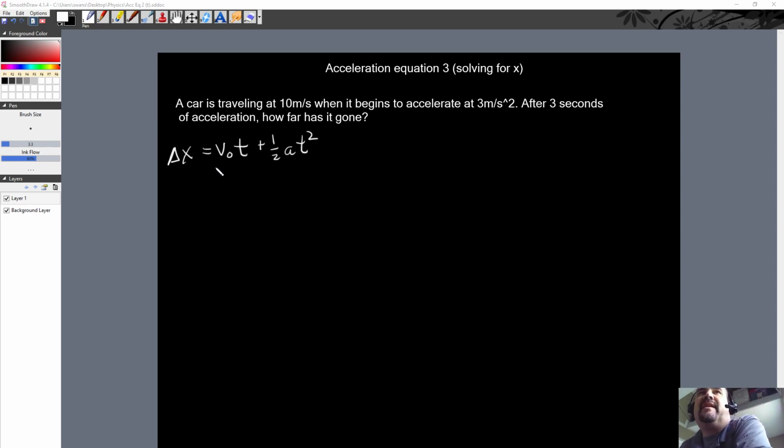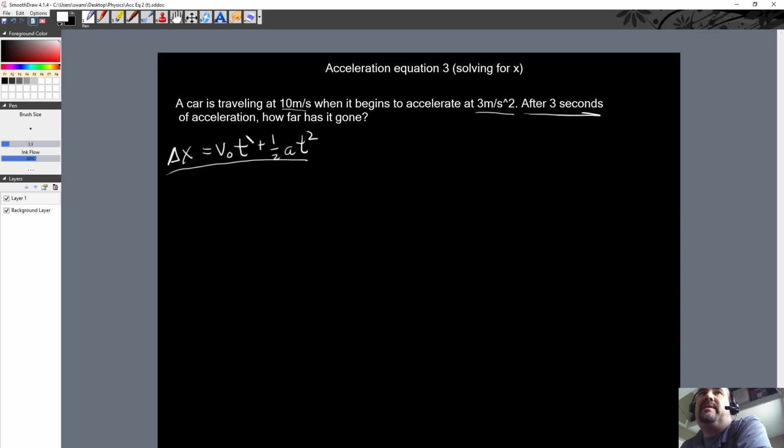Here we go. This is the second part where we actually use the full equation. I kind of did it last time, I just plugged in 0 here, but this time I'm actually giving an initial velocity. So a car is traveling at 10 meters per second, so it's already moving along. When it begins to accelerate at a rate of 3 meters per second squared, after 3 seconds, so we have some time of acceleration, how far has it gone?